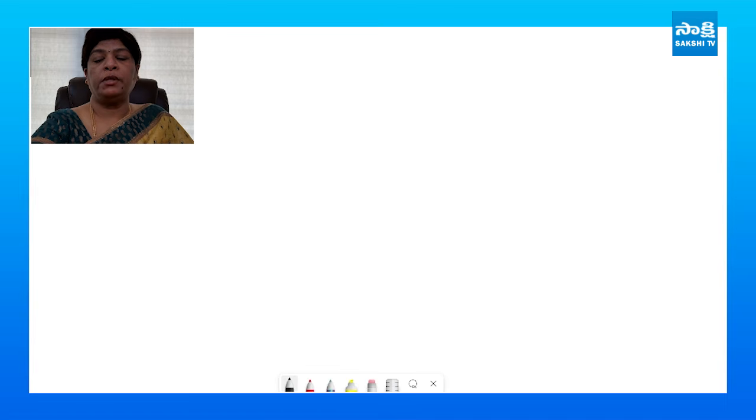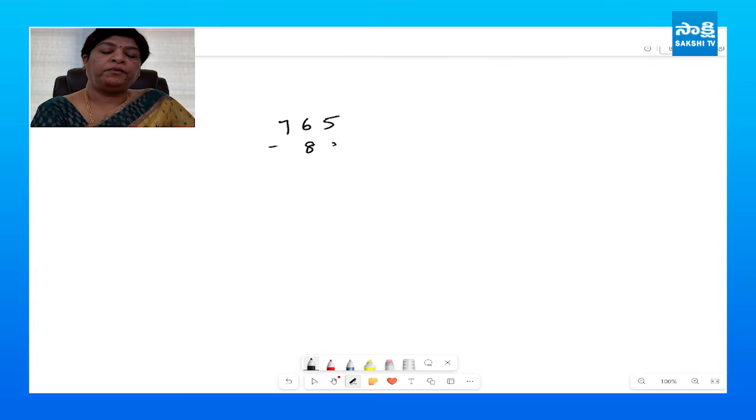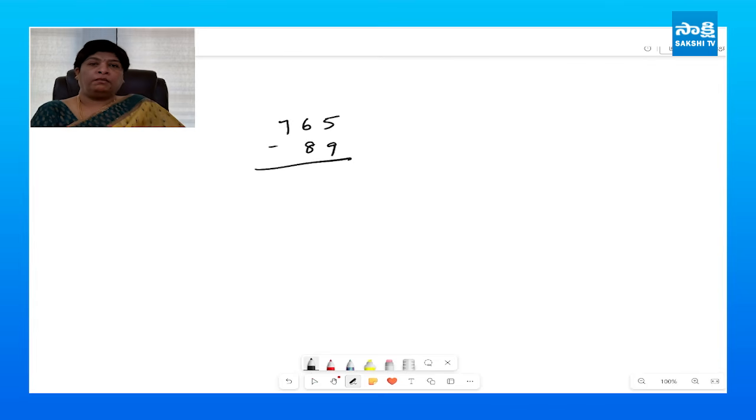Let's see a few more examples of subtraction using the Winklem method. The very first example is 765 minus 89. Here both the numbers in my subtrahend are larger than the numbers above. So the very first thing I'm going to do is subtract the smaller number from the bigger number. So 9 minus 5 gives me a 4. But since 9 is a negative number, I just place a bar over it.